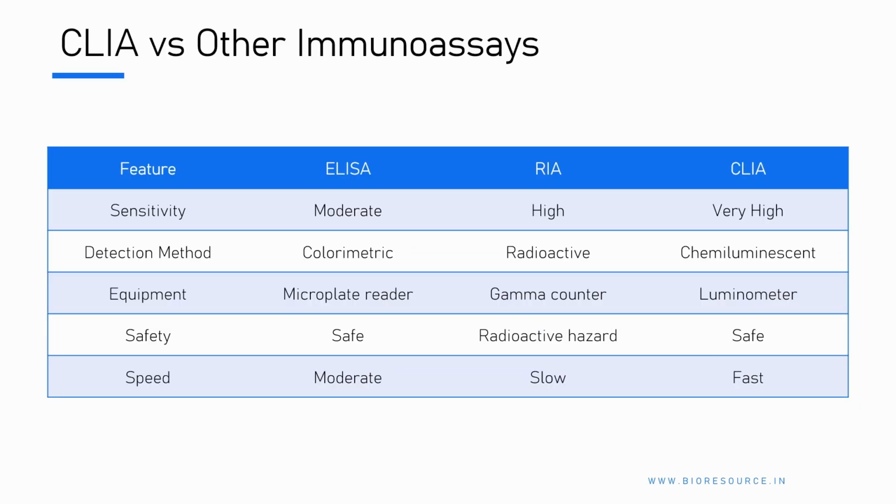So in this table, you can see the comparison of CLIA with other immunoassay techniques like rapid immunoassay, radioimmunoassay, and ELISA. Based on the sensitivity, detection method, equipment requirement, safety, and speed, I've populated these to have a comparison between different techniques for detection.